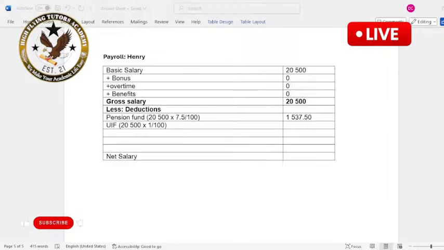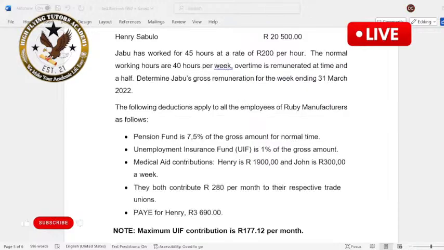So now we calculated, but we indicate that calculation like that, but we're going to keep our UIF as 177.12, because if you check on the question there, they say note maximum UIF contribution is 177.12 per month. It must not be more than this. So since it's more than this for Henry, we're just going to take what they said is maximum here. I don't know if I make sense. Please comment on the chat if you can hear me and understand what I'm saying.